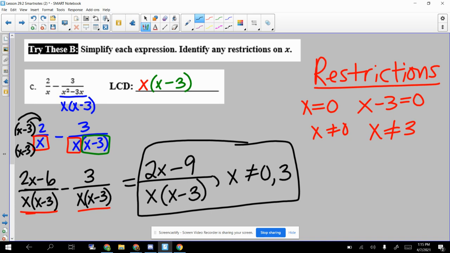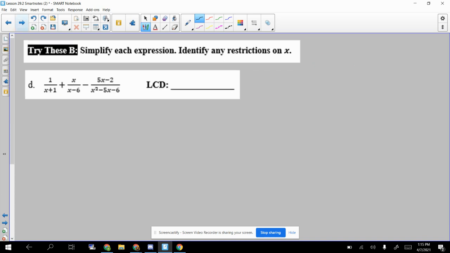Okay, let's try another. Okay, be careful with this one. This one has 3 fractions, or 3 rational expressions. So first step, factor the denominators. This one's good. This one's good. Those are both factored. This one needs to be factored, so we're going to do the big X. What 2 numbers multiply to negative 6 that add to negative 5?